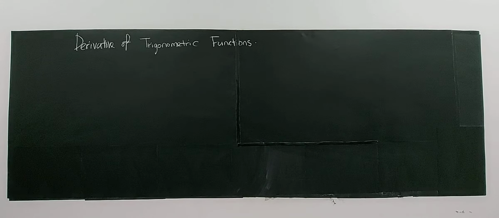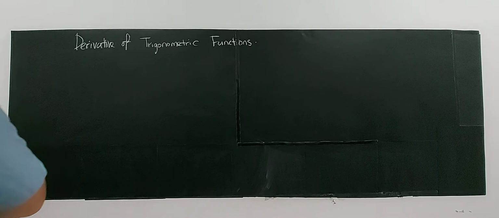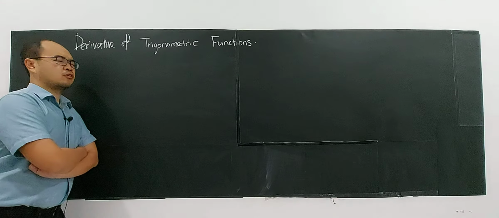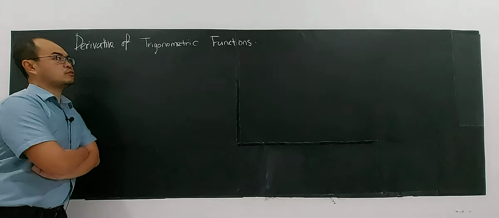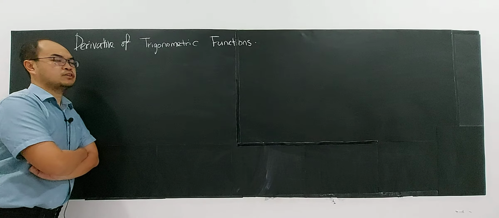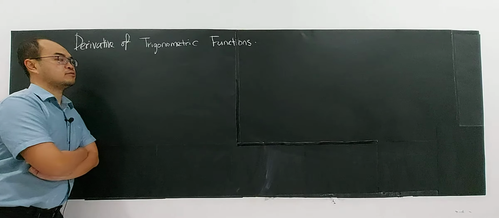Alright, this will be a very important derivative, okay? Derivative of a trigonometric function. So you have learned before, first you have sine, you have cosine, you have tangent, you have cosecant, you have secant, you have cotangent. All of the trigonometric functions can be differentiated.